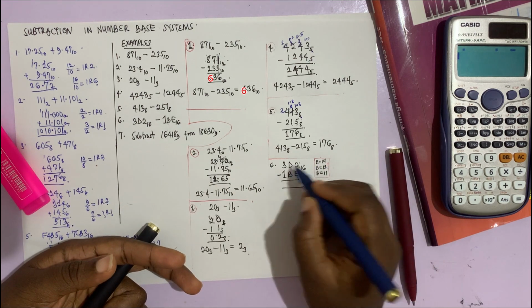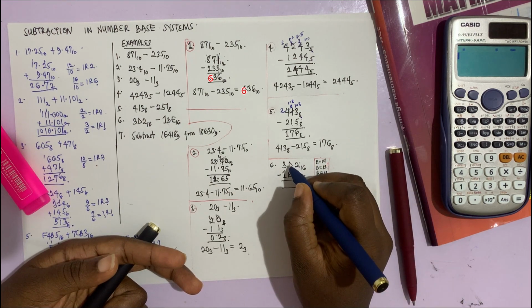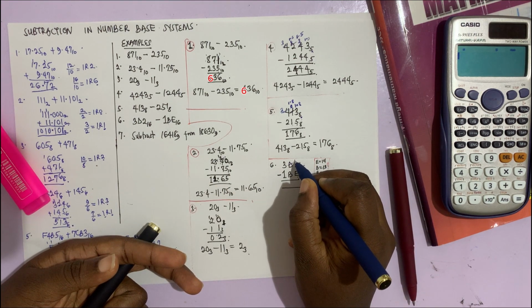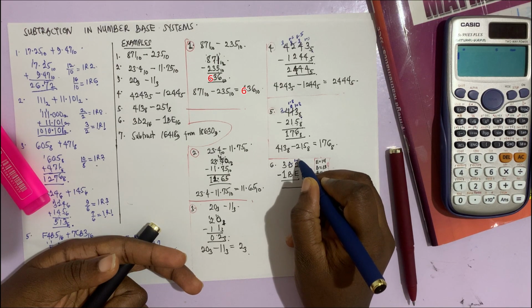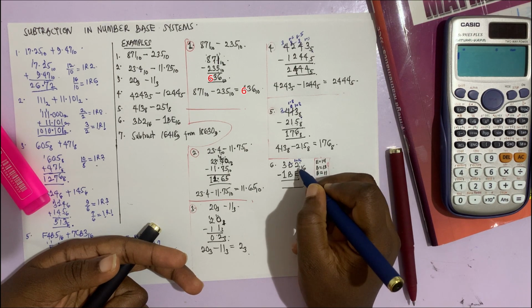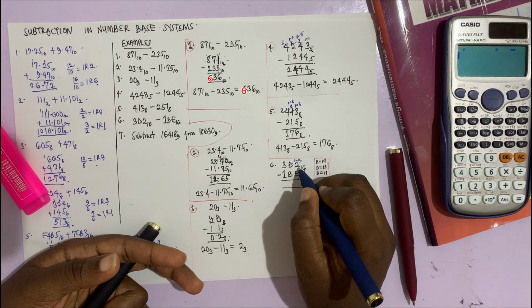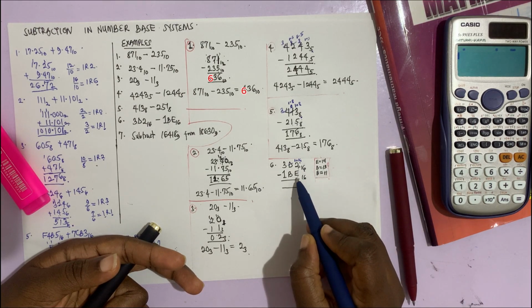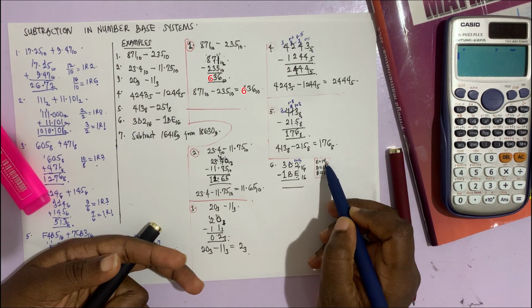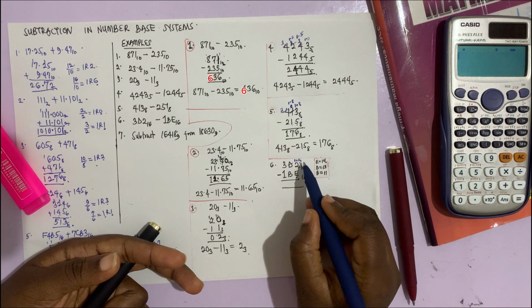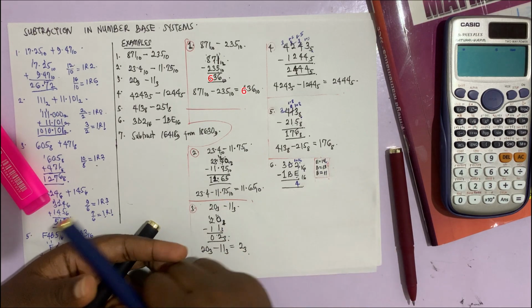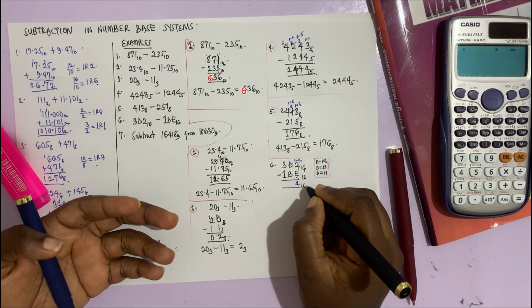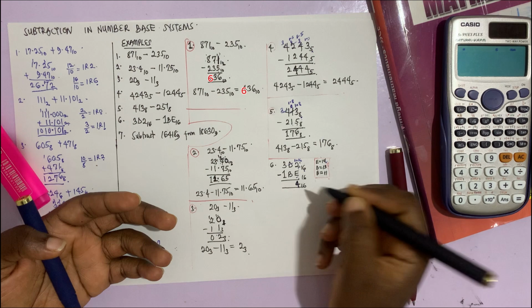So we come to this D. D is 13. So we borrow 1 to this place. The one we are borrowing is what? The base, 16. So 16 plus 2 will give us 18. Then 18 minus E, which is 14, will now give us 4 in base 16.